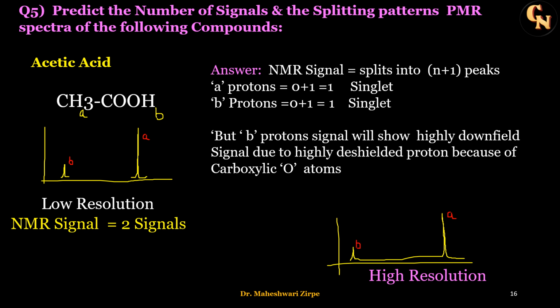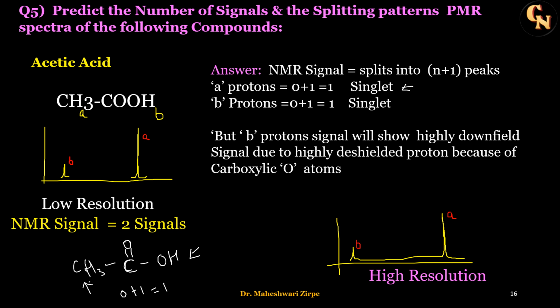Because if you write CH3 acetic acid in this fashion, it is this way, CO. So this proton has 0 protons in the neighboring carbon. CH3 has 0 protons in the neighboring carbon. So this proton will be 0 plus 1, that is one signal, which I have shown here, a singlet.